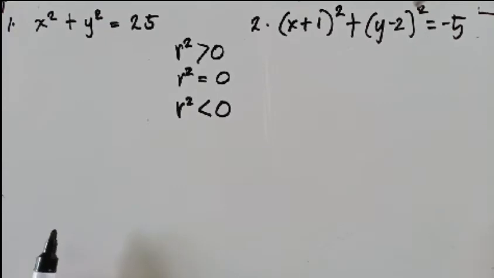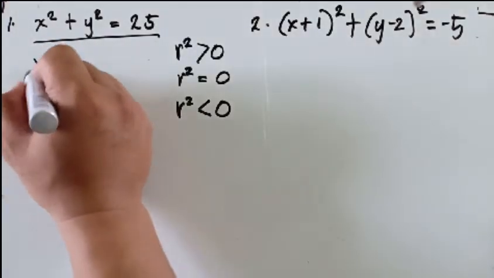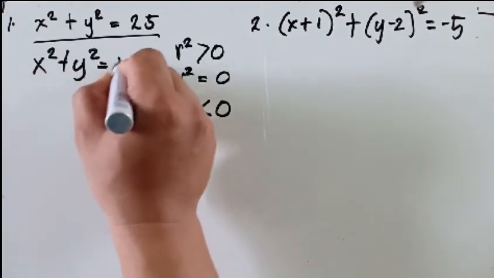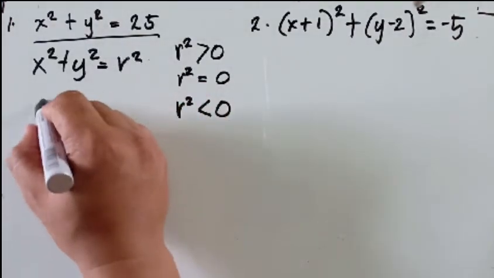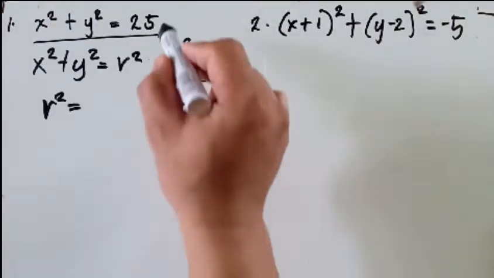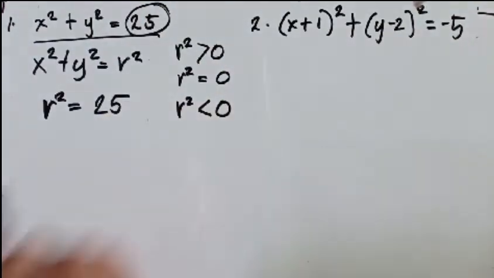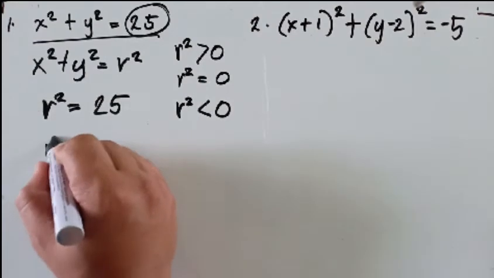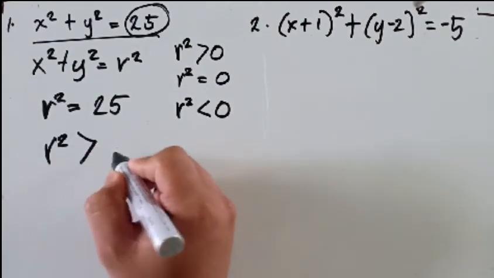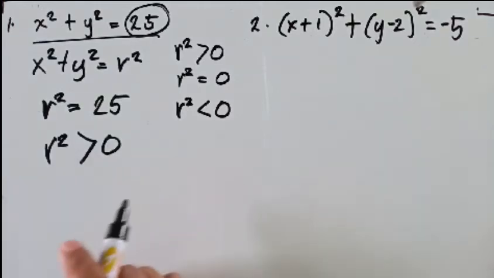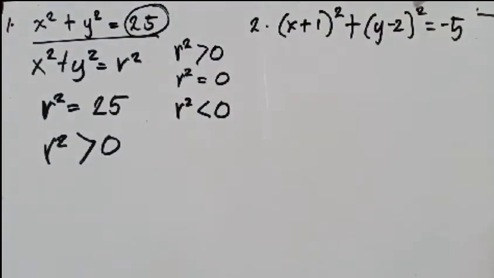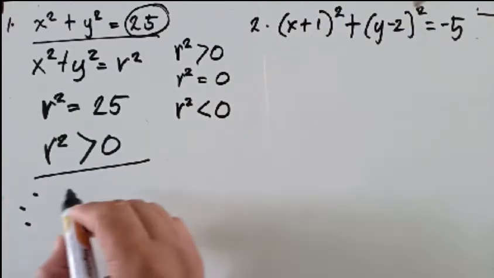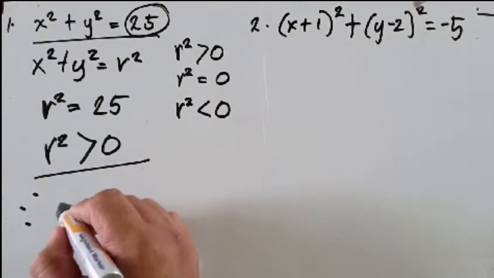So here, this given equation is in the form of x squared plus y squared is equal to r squared. So what is the value of r squared? r squared is equal to 25. So is 25 greater, equal, or less than 0? Yes, you are correct. r squared is greater than 0 because 25 is greater than 0. Therefore, the given equation is a circle.